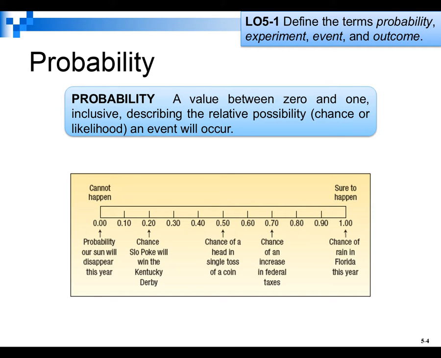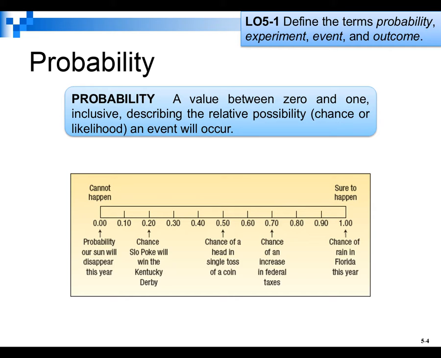Probability is measured as a value between 0 and 1, describing the relative possibility that an event will occur. In our examples down below, a 0.5 probability would be the same as flipping a coin and getting heads. So 50-50, right?